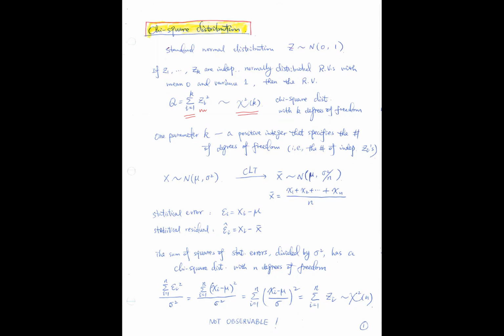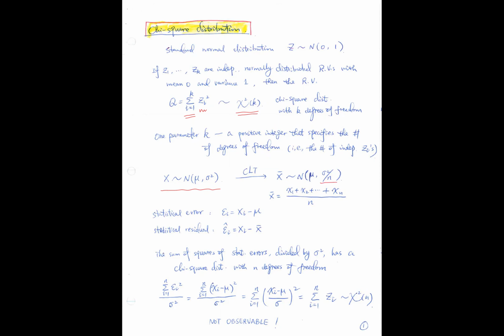So the parameter k is a positive integer that specifies the number of degrees of freedom. That is also the number of independent zi's. We sum the squares together. So if we have, you see here, this is a normal distribution, and based on the central limit theorem, we know that for x bar, the variance gets smaller. Okay, so x bar is the sample mean.